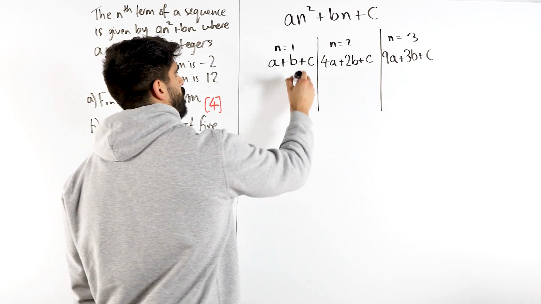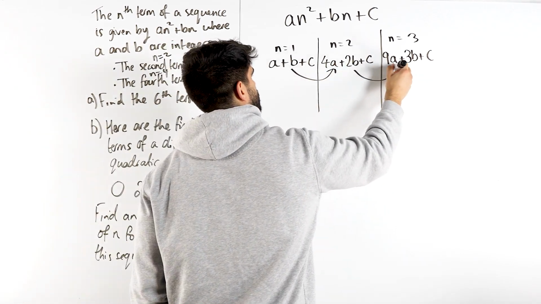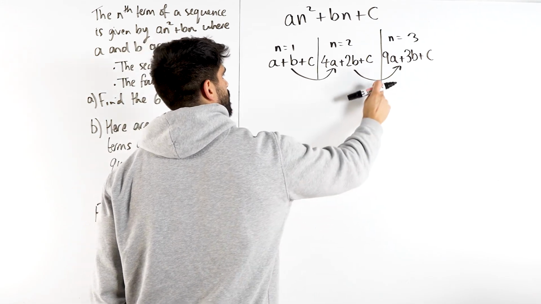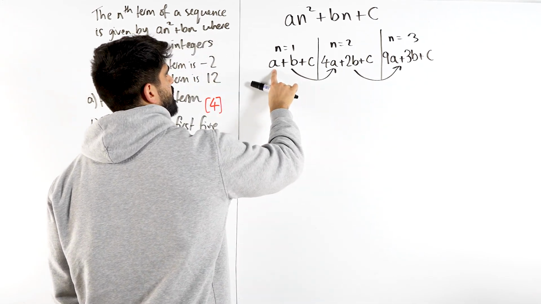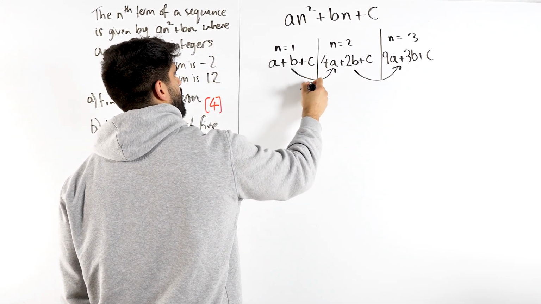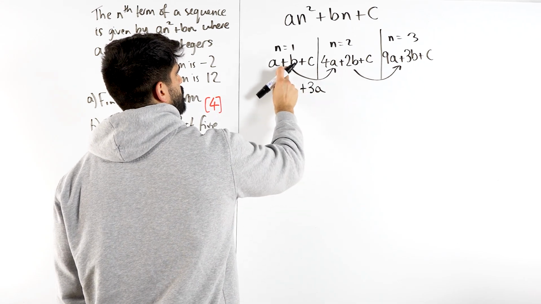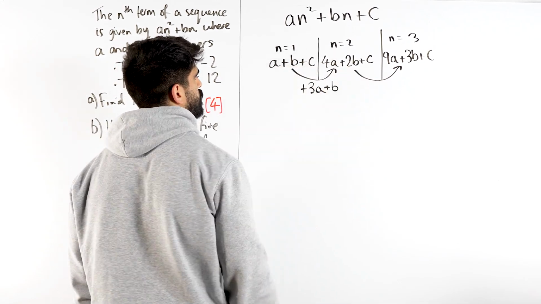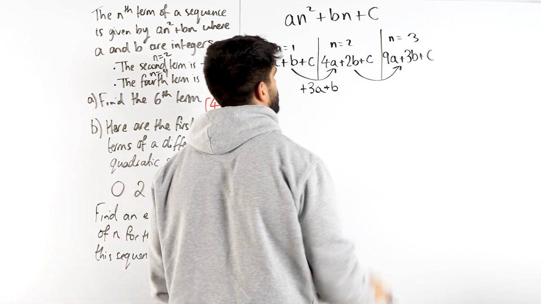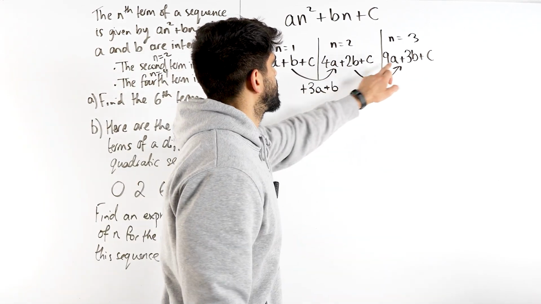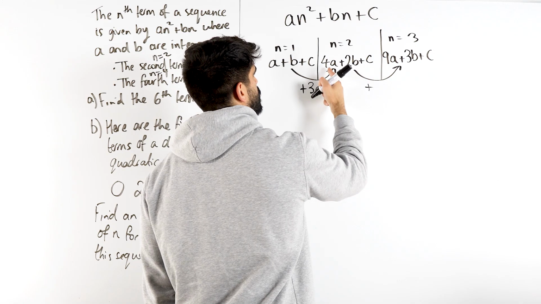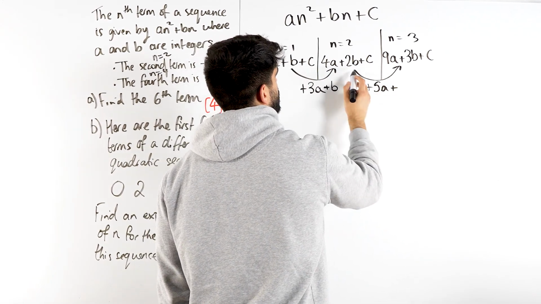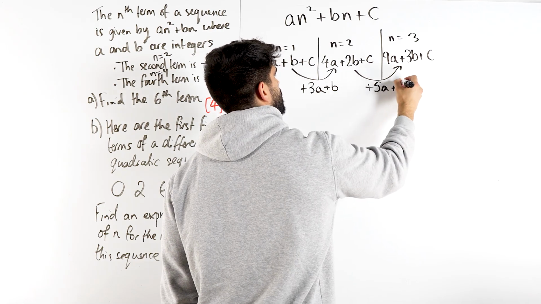Right, let's work out the first differences. What do you need to add to a to get 4a? You need to add 3a. What do you need to add to b to get 2b? b plus b is 2b. The c's are all constant. What do you need to add to 4a to get 9a? It's 5a. What do you need to add to 2b to get 3b? It's just b.